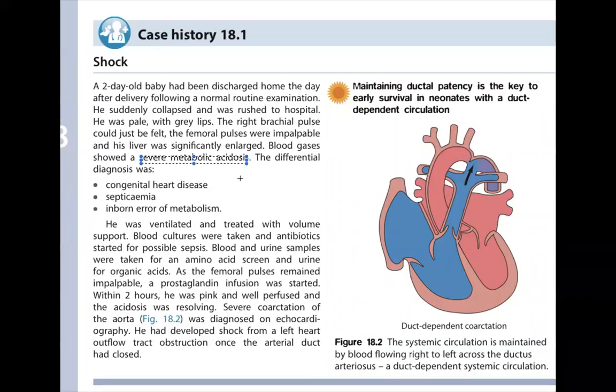See, in our labs, we did not mention blood gases. It is one of the important investigations here, so don't forget about this. The brachial pulse is palpable, but the femoral pulses are impalpable. Even the brachial could just be felt. The liver was enlarged. Blood gases show severe metabolic acidosis. For the differential diagnosis here, they put congenital heart disease, septicemia, and inborn error of metabolism.